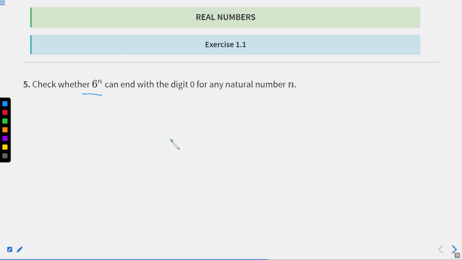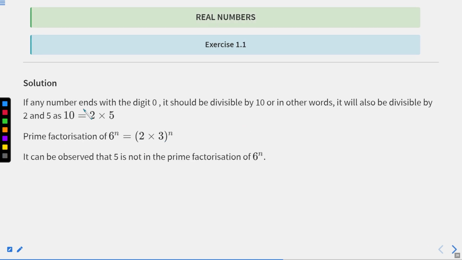Okay, so here, if any number ends with the digit 0, it should be divisible by 10. In other words, it will also be divisible by 2 and 5, as 10 can be factorized as 2 into 5. So the prime factorization of 6 to the power n is basically equal to (2 into 3) whole to the power n. And it can be observed that 5 is not a prime factor of 6 to the power n.